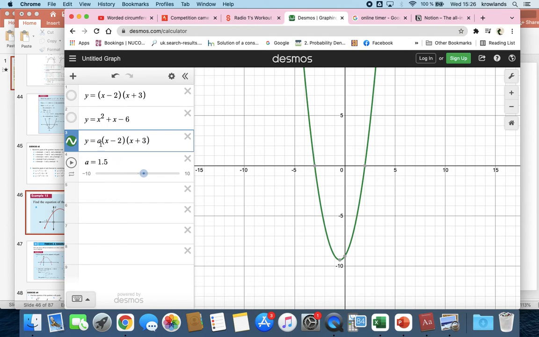Now, we know the equation of the quadratic graph, not the line, is going to be 1.5 x minus 2, x plus 3. But let's say, for example, we haven't been given the 1.5. How would we calculate it? Now, the first thing you need to do is have a look at the 3 points of interest like we did before.